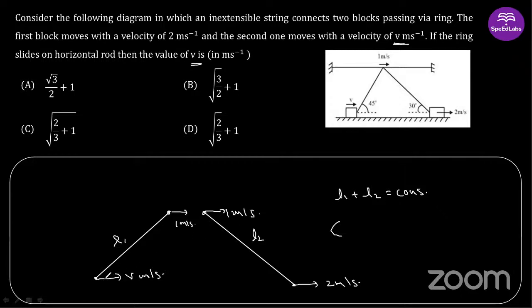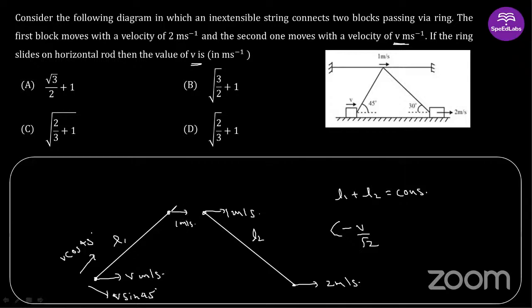First, from this point, this speed is contributing to a decrease. Basically, this V implies V cos 45 in that direction and V sin 45 in the perpendicular direction. This V sin 45 is not changing L1. This V cos 45 is decreasing it. So I'm writing minus V cos 45, which is V by root 2.